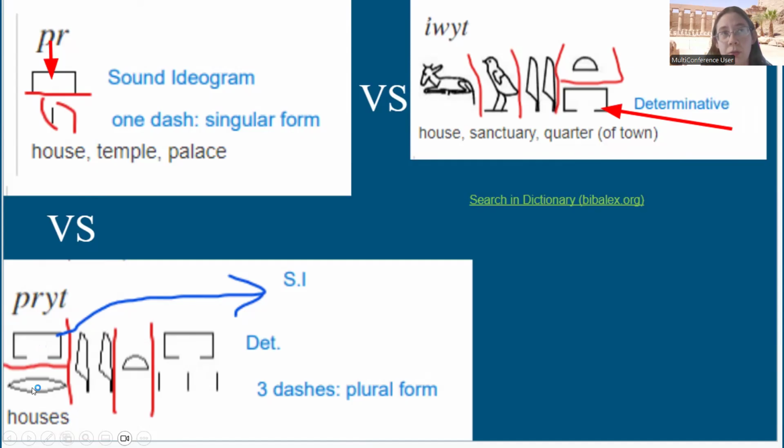So straddling, meant to be read phonetically, but also kind of put there for emphasis and to help you make sure you know how to read this first image here. And then you have Y and T. So this is the end of the phonetic alphabetic elements of the word. And then you have a determinative followed by the three plural strokes.